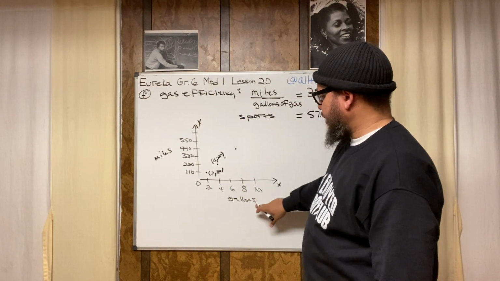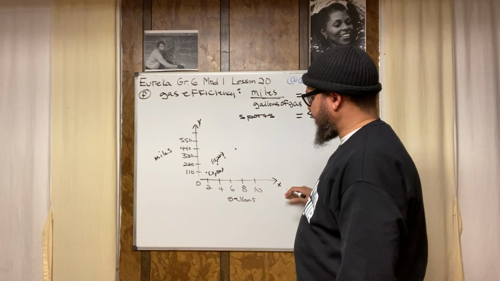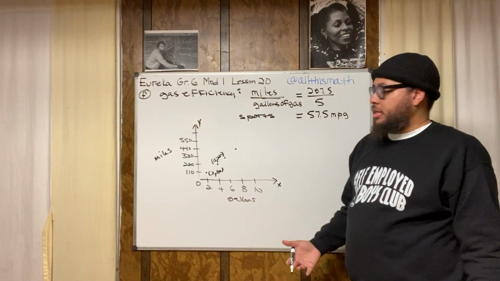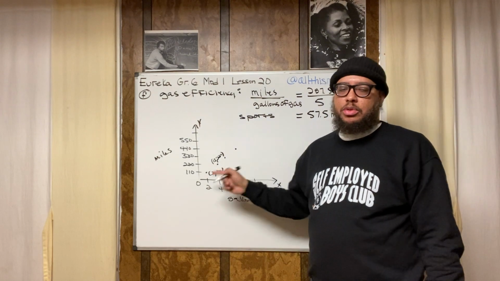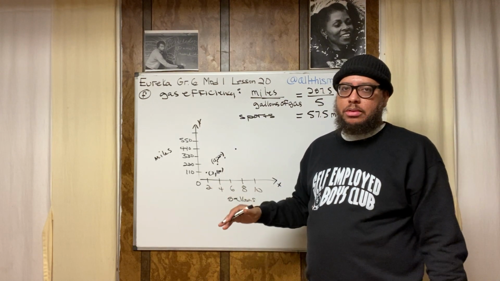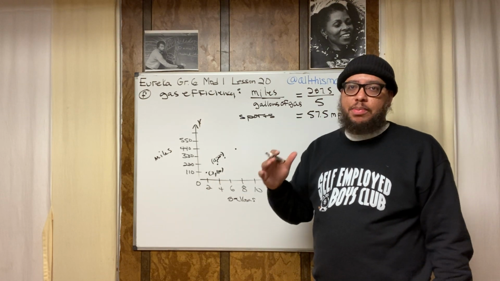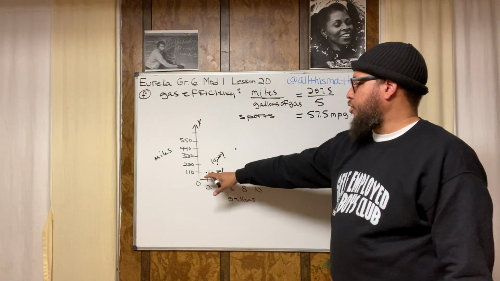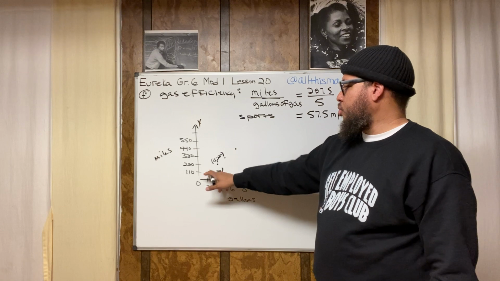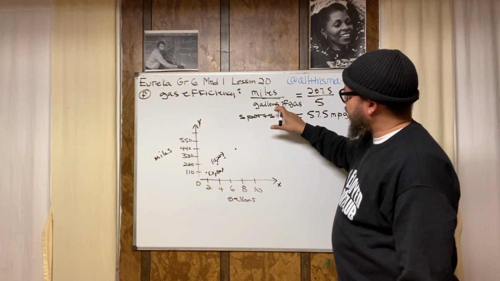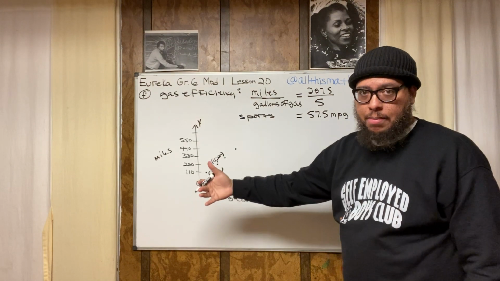So this is the gallons of gas across the x-axis. This is the miles across the y-axis. So we want to know the gas efficiency. All we got to do is pick one of those dots. We don't got to pick 2 of them, 3 of them, 4 of them. I'm going to pick the lowest one, 2 and 110. And we do the same thing: divide the number of miles by the gallons of gas required to go that amount of miles.